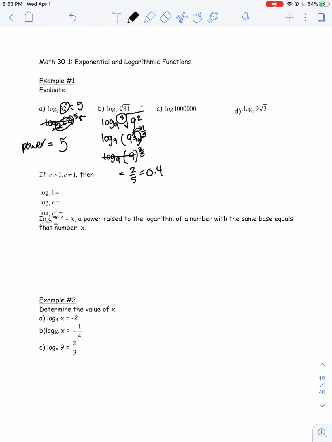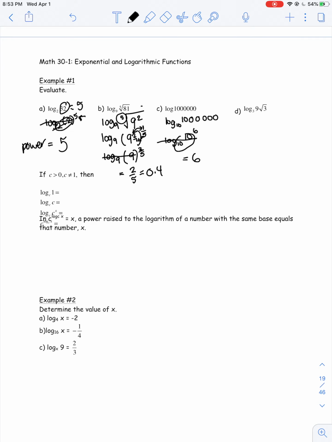Our next one. Now the base, if you don't see it, is a 10. So what this really means is this. We have log base 10 of 1 million. So what we can do is get common bases. Log base 10 of 1 million is the same as saying 10 to the power of 6. Now, since these two bases are now the same, they cancel out, leaving you with 6 in the power as your final answer.